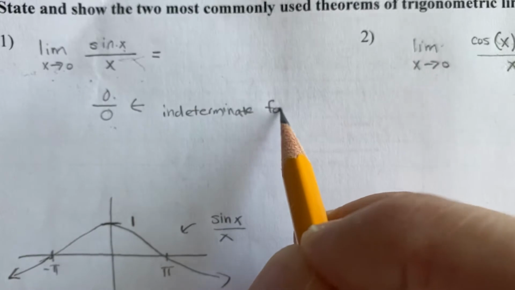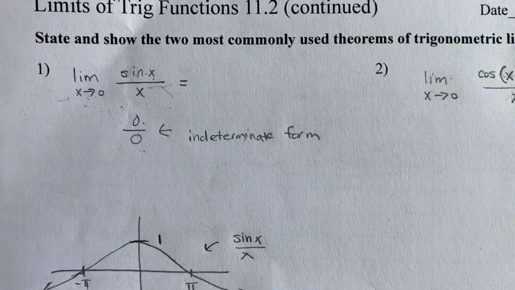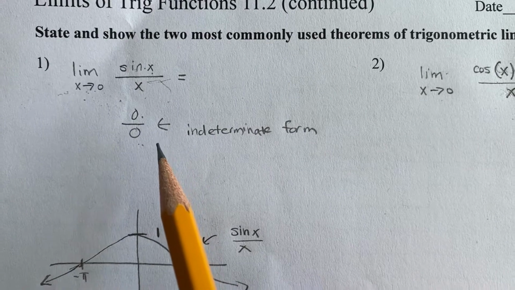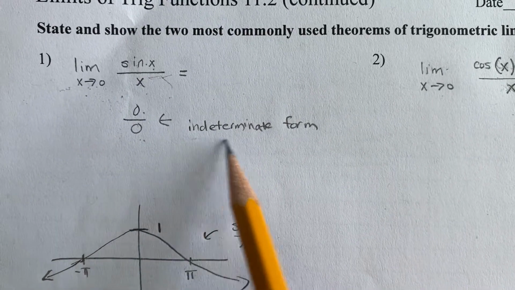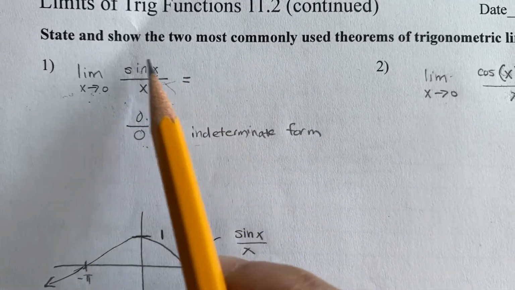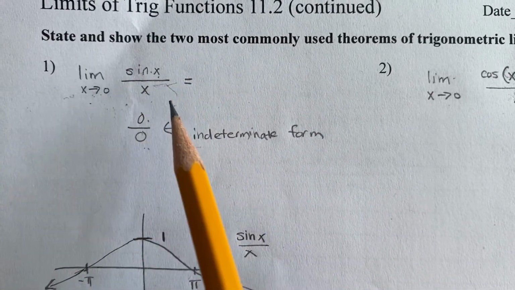And usually what that tells you is that you're going to have to manipulate this. It doesn't mean the answer is undefined or does not exist, or that you write indeterminate form as the answer. It just means that there is some kind of answer that this limit of this function actually goes to.